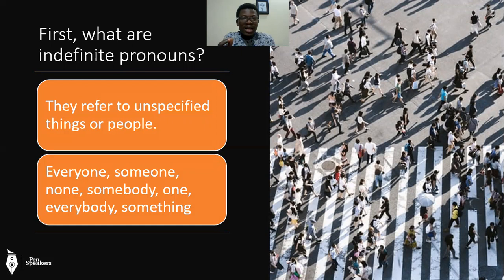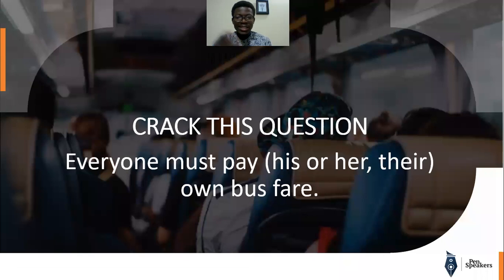It's not specific. I can just simply say, I need one pencil. I didn't specify what color of pencil it is. So it's indefinite, and they don't have a specific gender. So take a look at this question, for instance, and see if you can think around the answer. It says everyone must pay dash own bus fare. Everyone is the indefinite pronoun here. We did not specify whether we're referring to boys or girls, male or female. We're simply saying everyone. So it doesn't have a specific gender. So how do you figure it out?